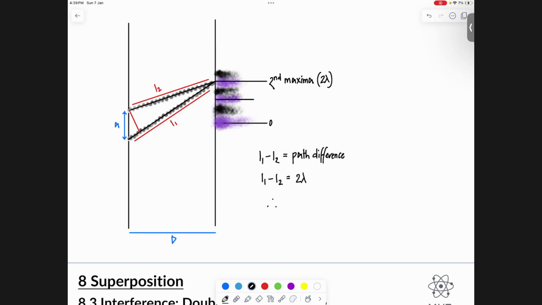Therefore, what would lambda be? L1 minus L2 divided by 2. Do you understand the thing? And this is how you do it manually. This is called the manual method.